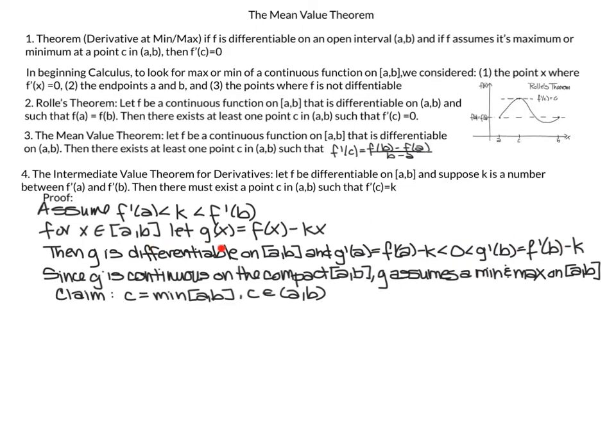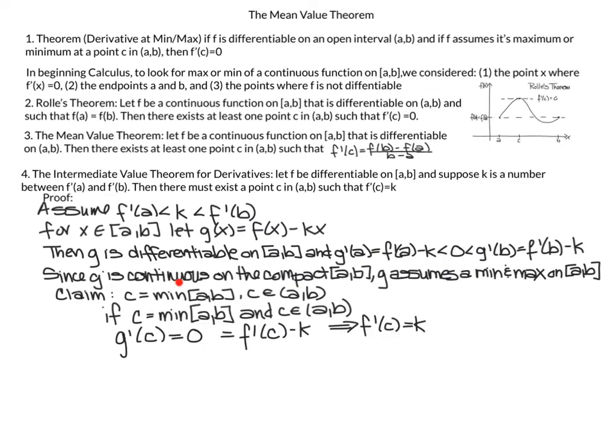Because g is differentiable, that must mean g is continuous on the compact set [a, b], and it's compact because it contains its endpoints. A continuous function on a compact set will assume minimum and maximum values on the interval, and our claim is that c, where we look at the minimum, is in the open interval (a, b).